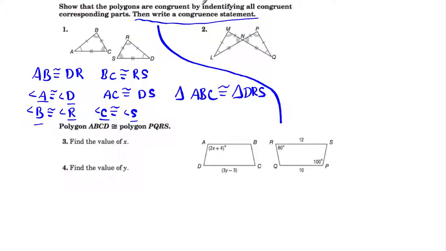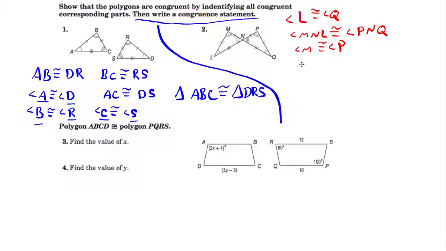For number 2, we can start with the angles. So we know that angle L is congruent to angle Q. Angle N is congruent to, well, I guess we should be careful. We should actually label that with 3 angles there. So angle MNL is congruent to angle PNQ. MNL, PNQ. And then we can also say angle M is congruent to angle P.